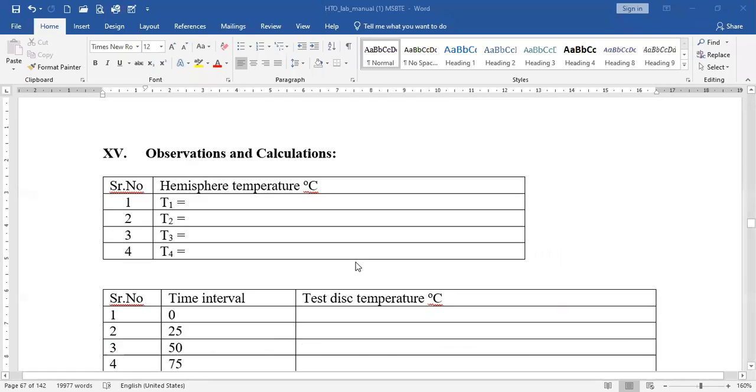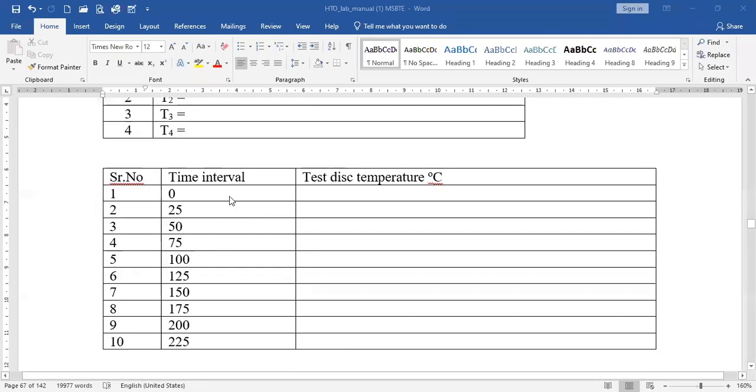The actual precautions you have followed should be written here. And then you should write the temperatures in the observation and calculation table. In our case, we are using the apparatus where a hemisphere is there, and that is why it is written as hemisphere temperature in degrees Celsius. In the hemisphere, there are 4 temperature measuring devices, written T1, T2, T3 and T4. On the basis of these temperatures, we can calculate the average temperature of the hemisphere.